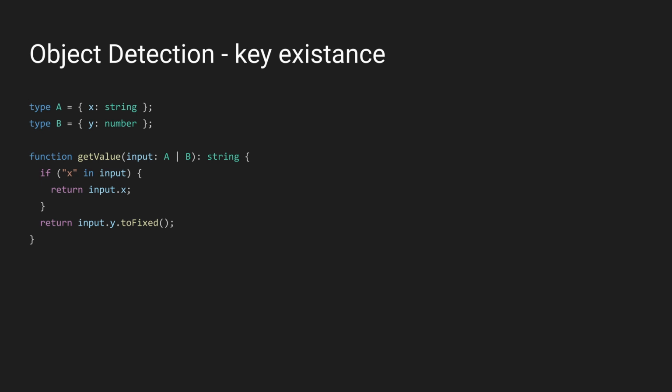The challenge arises from the duck typing concept fundamental to this language. Because TypeScript only verifies if the object type matches the general interface, we cannot depend on the absence of properties. In the example, we have a union that can accept an object with x string or an object with y number. We create a function that should always return a string. We check for the existence of the x key and adjust our codebase based on the A or B type.